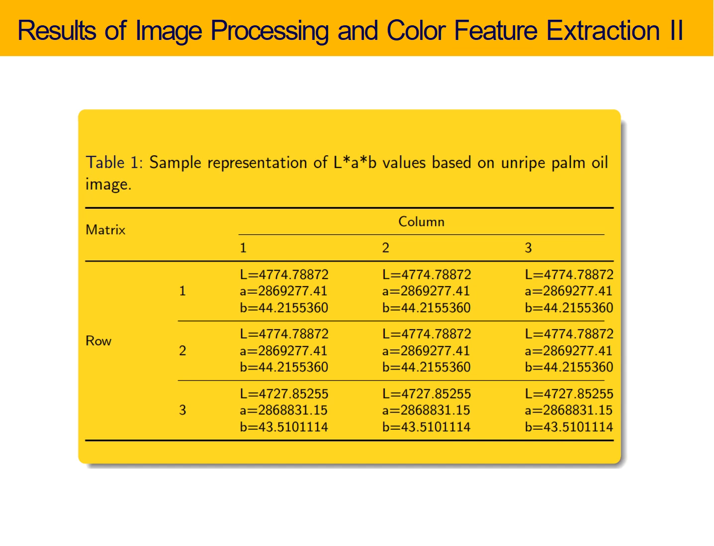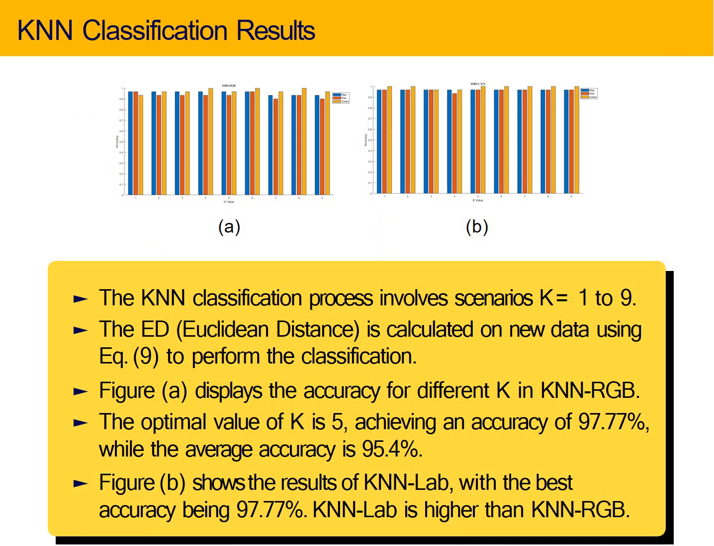So they have three levels or three channels, L, A, and B, based on the conversion from RGB to LAB color space. The KNN classification process involves scenarios with K from 1 to 9. The Euclidean distance is calculated on the new data based on the equation to perform the classification.